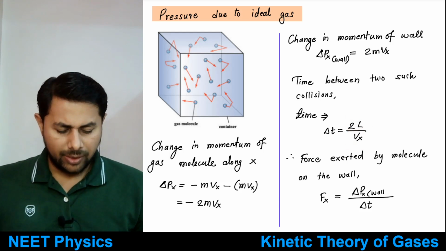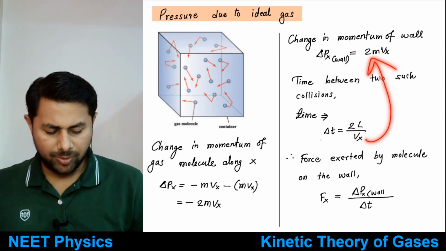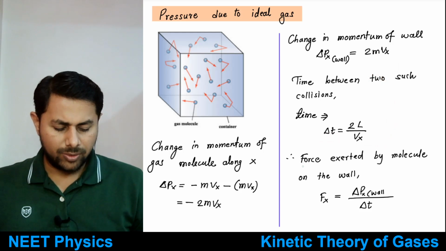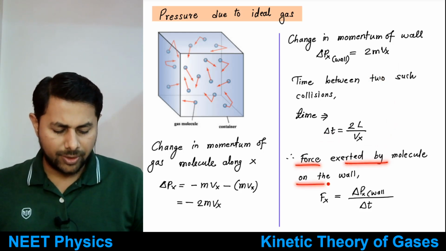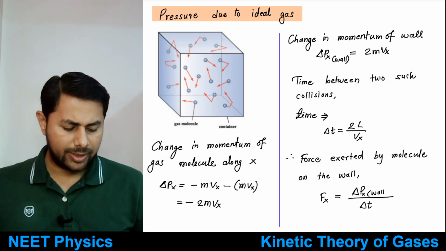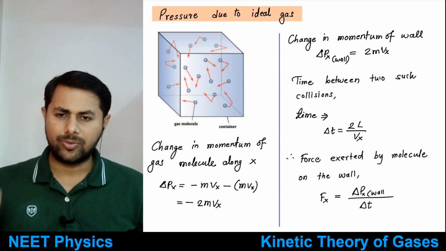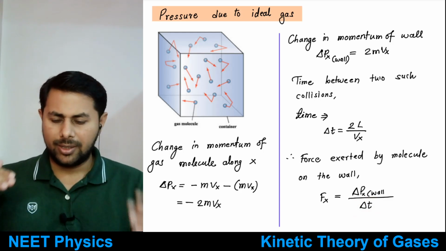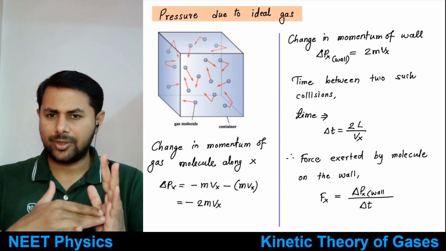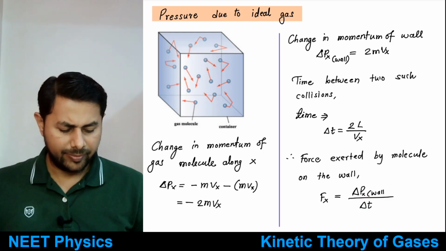Therefore now you can just divide this change in momentum by this time. So the force exerted by the molecule on the wall would be equal to the change in momentum of the wall divided by the time between two collisions. That is the force exerted by one molecule traveling in the x direction onto the wall.